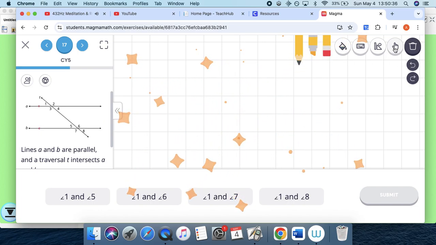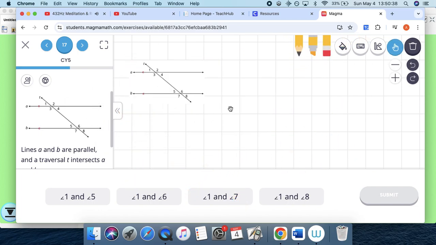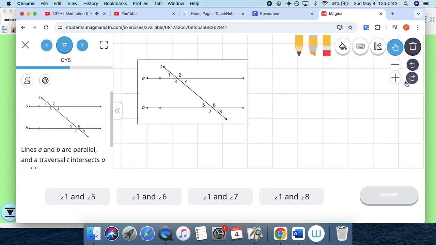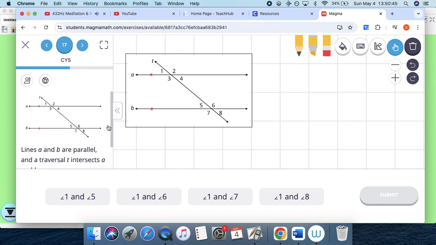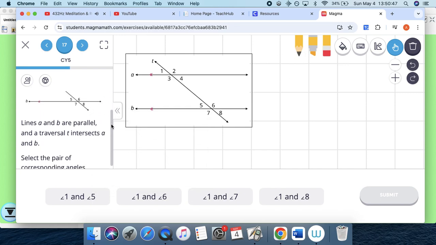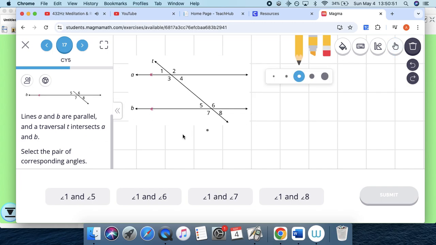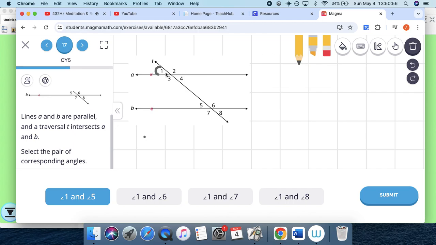Transversal, so I guess the topic is transversals and angles. Right, what they want here: select a pair of corresponding angles. So let's look at our choices. Angle 1 and 5. Yeah, angle 1 and 5 are corresponding.